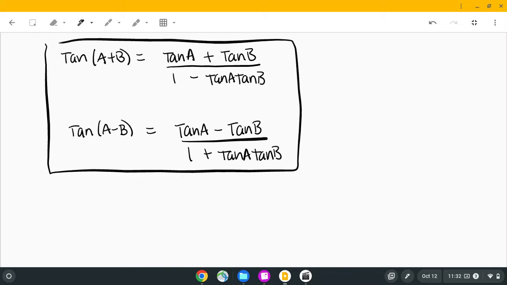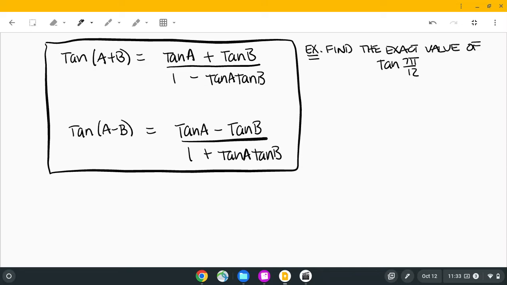These will also be on the formula sheet. Okay, so let's do an example. And maybe I'll do it right here on the side so we can keep the formula visible. All right, so let's find the exact value of tangent 7 pi over 12.